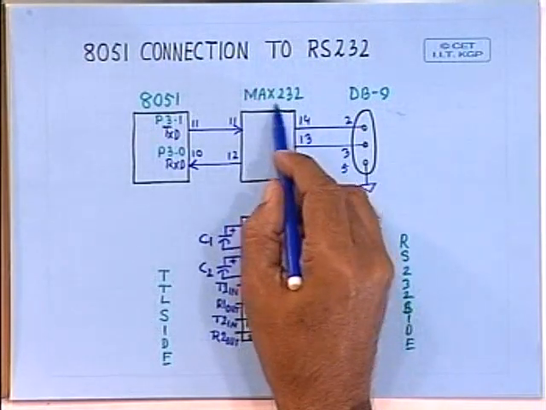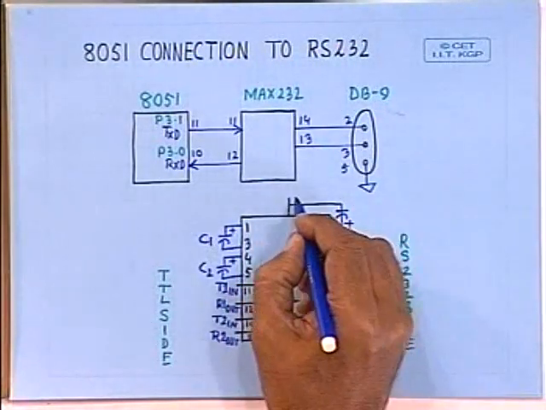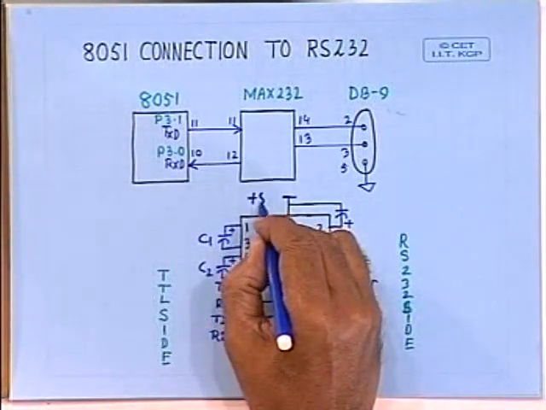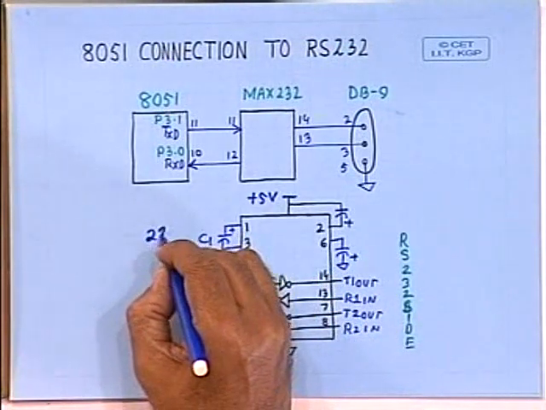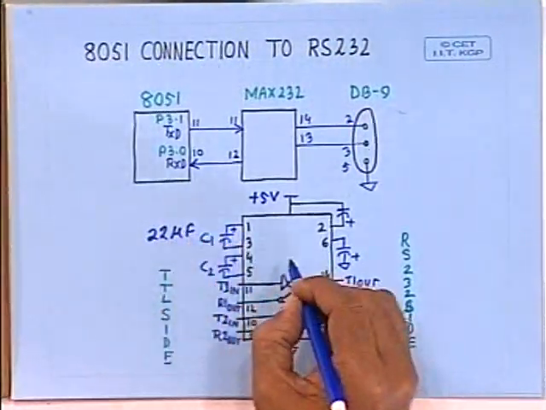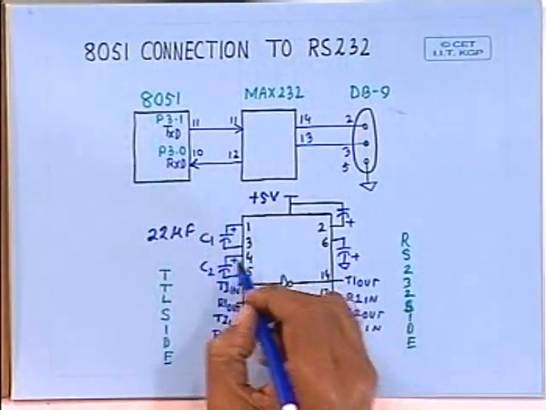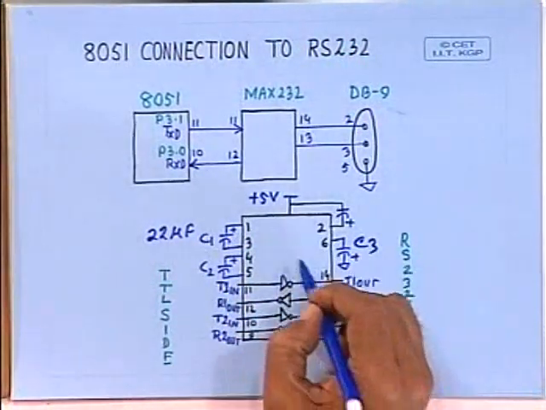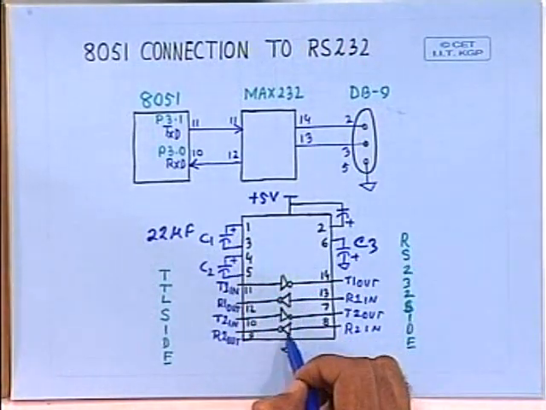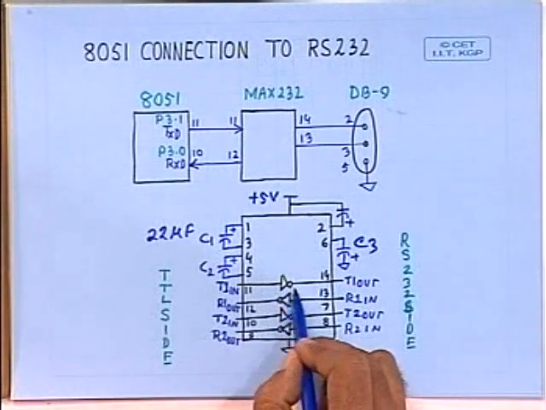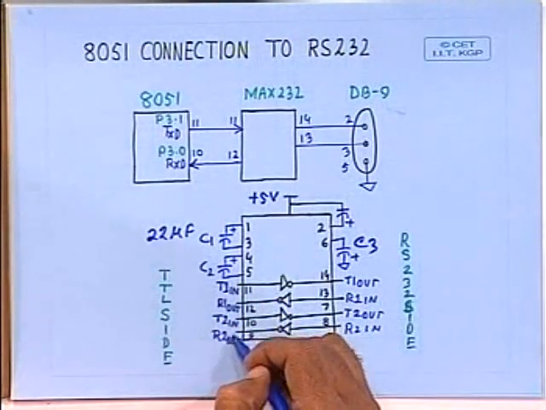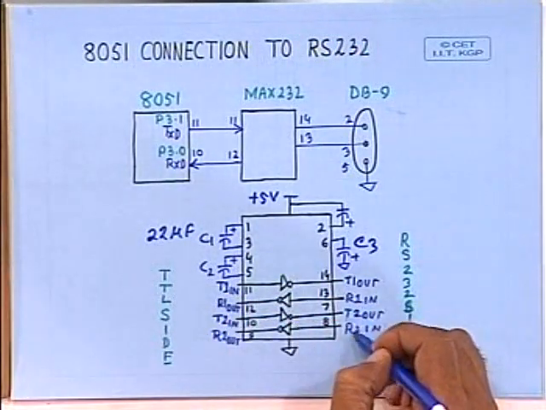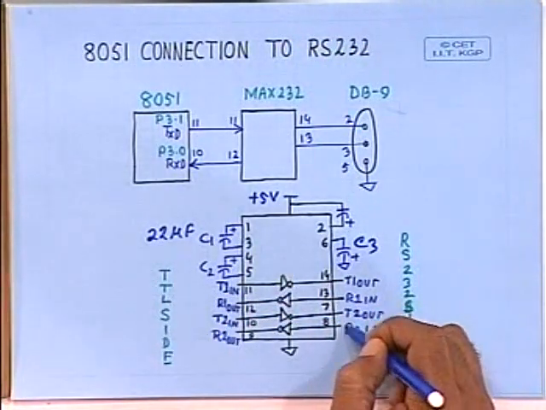And MAX232 is very useful. You can just apply a single plus 5 volt supply and a few capacitors, usually the typical value is 22 microfarad. You require these capacitors C1, C2 and C3, and then you have got 4 such level converters. This is the TTL side. So on this side you can use TTL signal, on this side you can receive RS-232 signal.